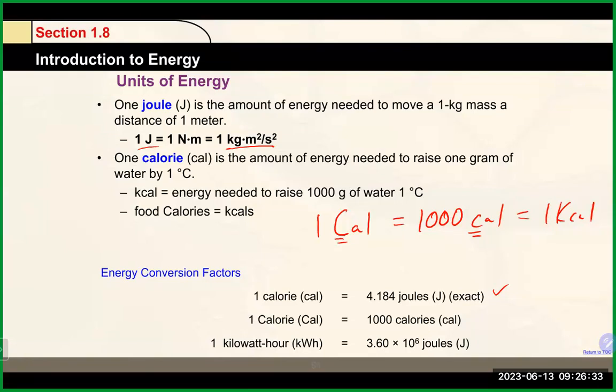Any questions on energy there? All right, that wraps up chapter 1.